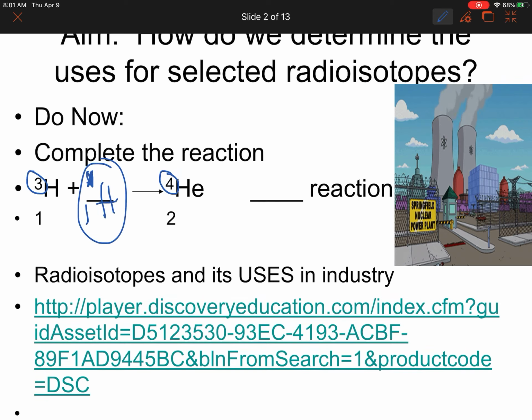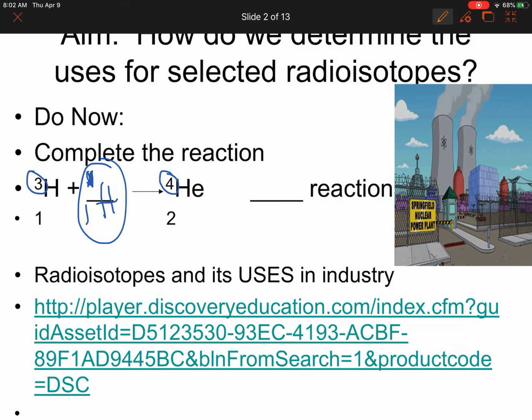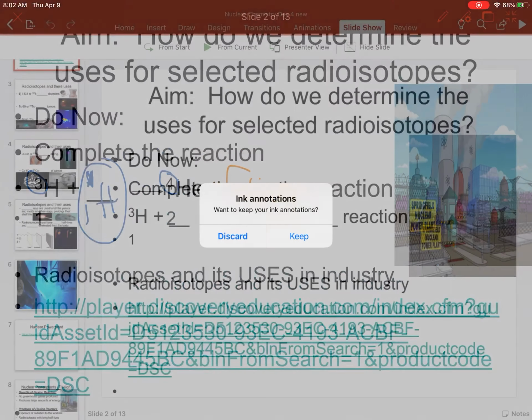Now, what type of reaction is this, guys? If hydrogen plus hydrogen gives you helium, well, that is a fusion reaction because that's combining of light nuclei. We learned when you have 2 on the left, 3 on the right, that is a fission reaction. Okay? All right, let's move on.